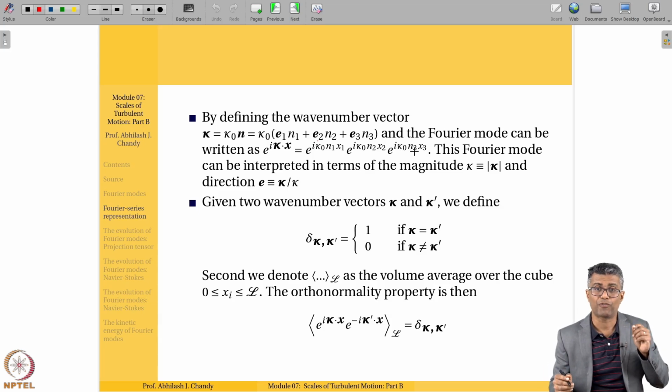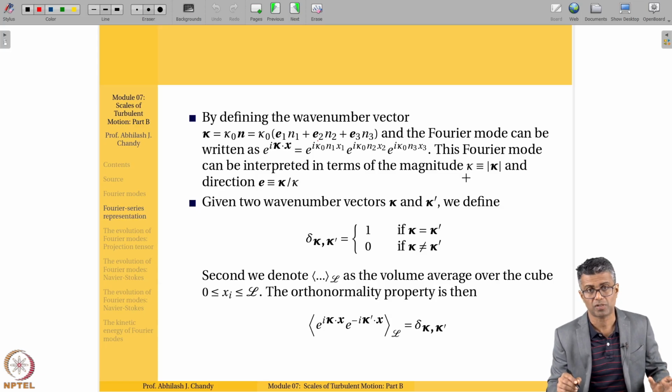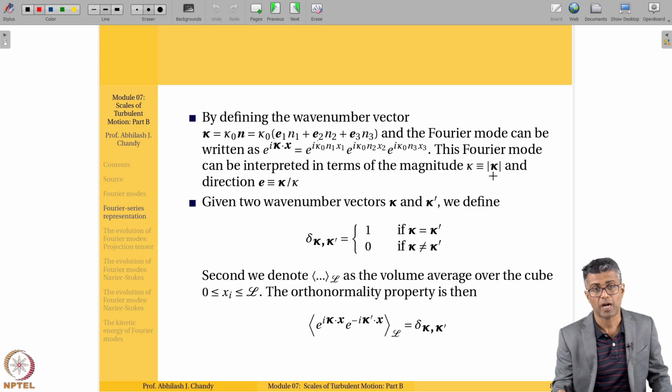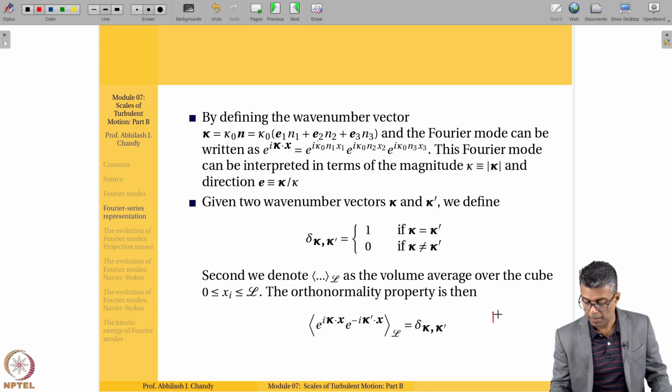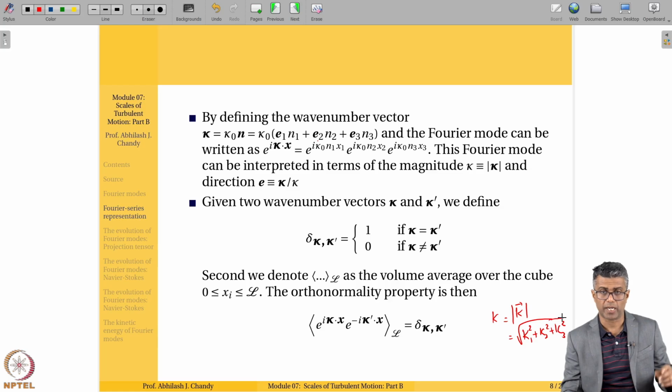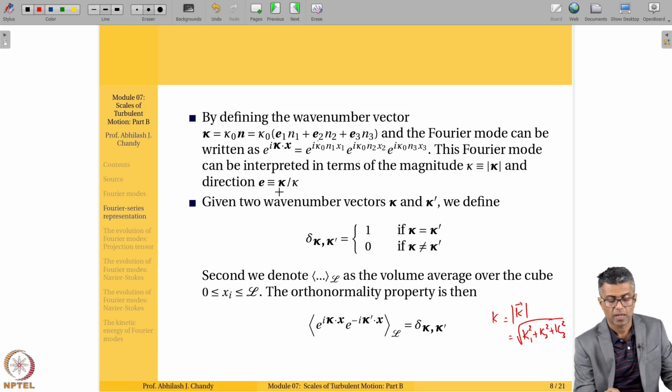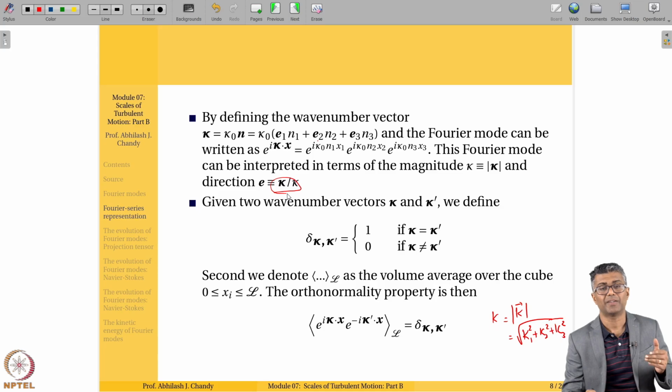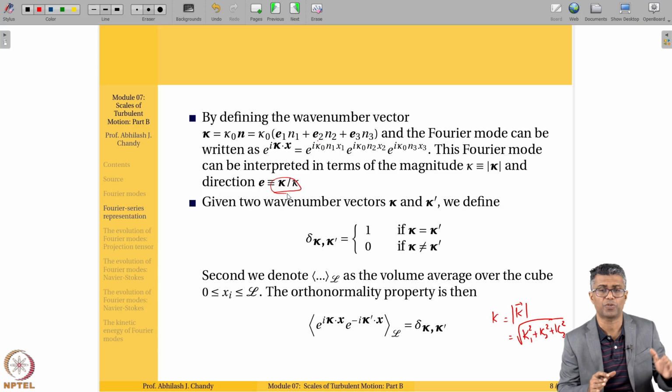And you also have a wave number magnitude, like I was saying earlier, which is just represented as kappa, which is the modulus of the kappa wave vector. So kappa is the modulus of kappa vector, which is square root of kappa 1 squared plus kappa 2 squared plus kappa 3 squared. And your direction cosine, like I was explaining earlier, is kappa vector divided by kappa magnitude. These are the definitions of the direction cosine and the magnitude as well.